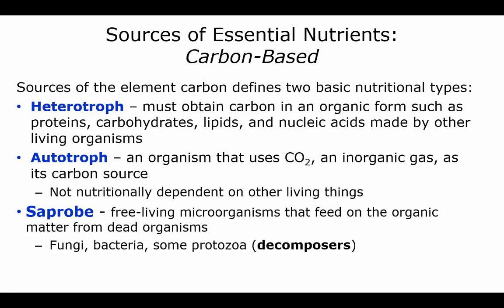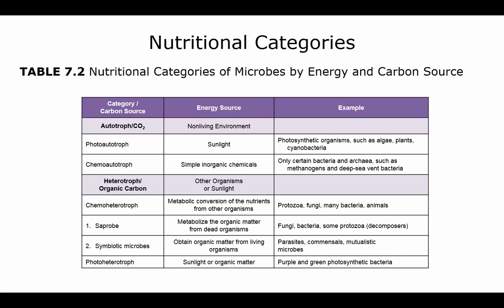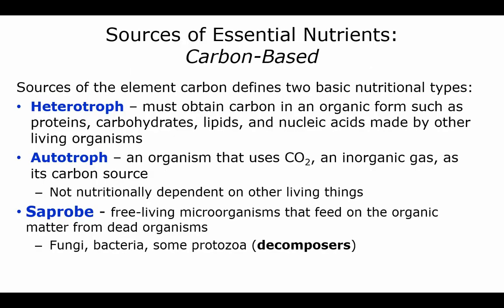One of the things I wanted to skip forward to is just to show you that you can actually combine these words that we talked about, the photo and the chemo, with hetero and autotroph. When you look at a photoautotroph, they're going to get their energy from the sun, and they're going to get their carbon from atmospheric carbon dioxide. Or you look at a chemoheterotroph, they're going to get their energy from other living things, and the hetero, they're going to get their carbon from other living things. So these words can be combined to describe how they get both their energy and their carbon.